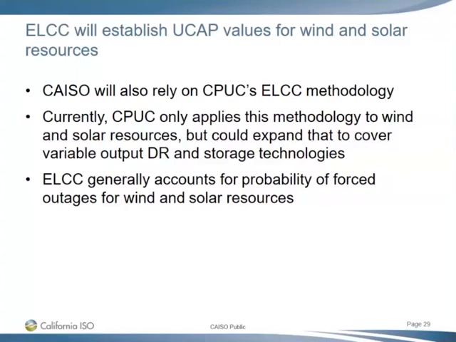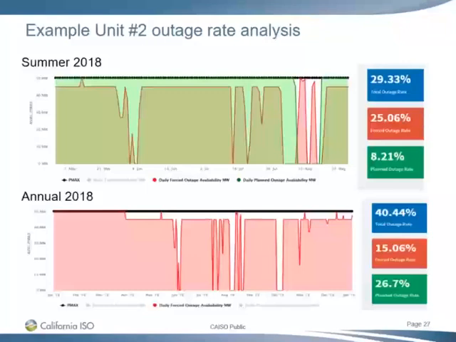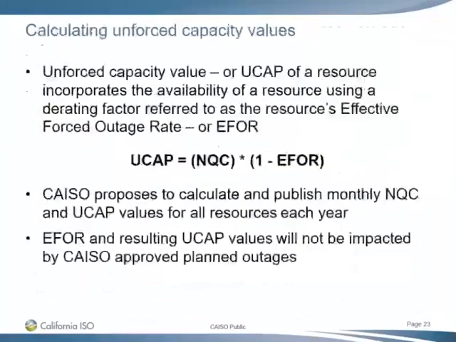Hi, this is Tong Wu from WAPA. I don't quite understand the concept of UCAP. On the surface, it seems it's the expected value of the capacity of a unit. The calculation is the NQC times the outage rate, and the expected value equals the frequency times the capacity.